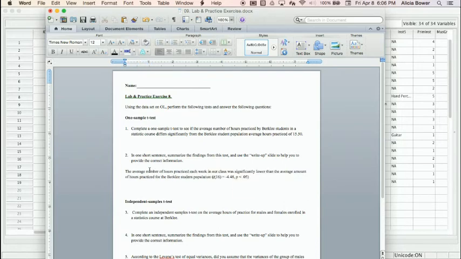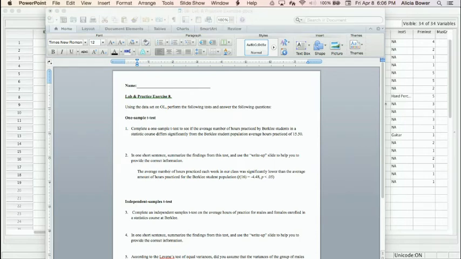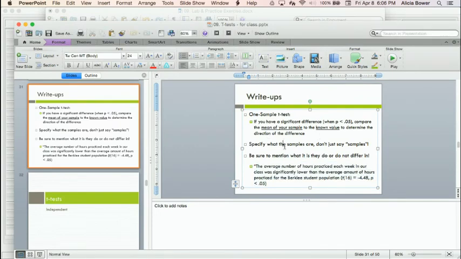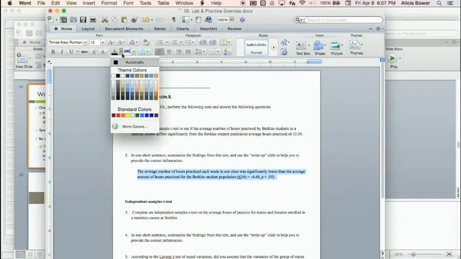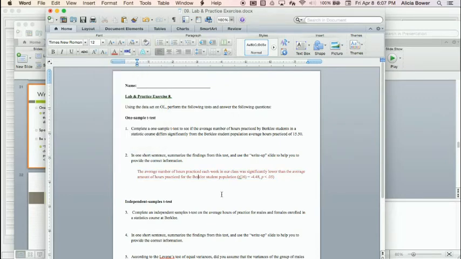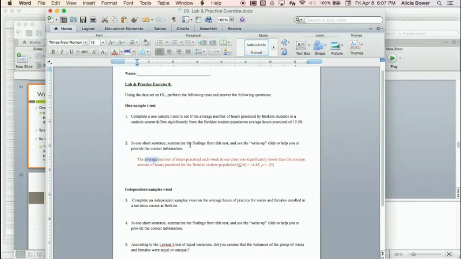But just so you know, the way that you would actually write this up is like it says on this slide. You need to specify what the samples are. Be sure what it is that they do or do not differ in, and then provide a little bit of statistics, right? So that's what I'm asking you to do here. I'm going to go ahead and read this so you can see this is how I would summarize the findings from this test. So we saw, by doing SPSS and completing that analysis, you have done this part.